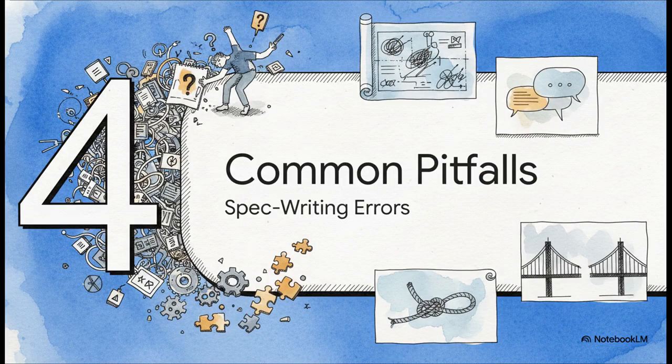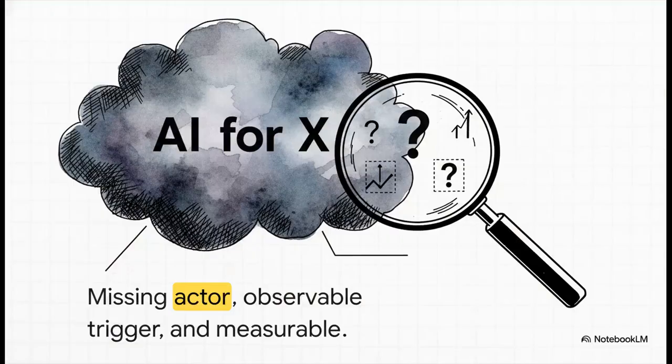Section 4. Common spec-writing pitfalls. Okay, even with all these frameworks firmly in hand, people still mess this up. So let's quickly examine 3 massive failure modes you absolutely must avoid when writing your specs. The first pitfall is writing AI for X as a story.